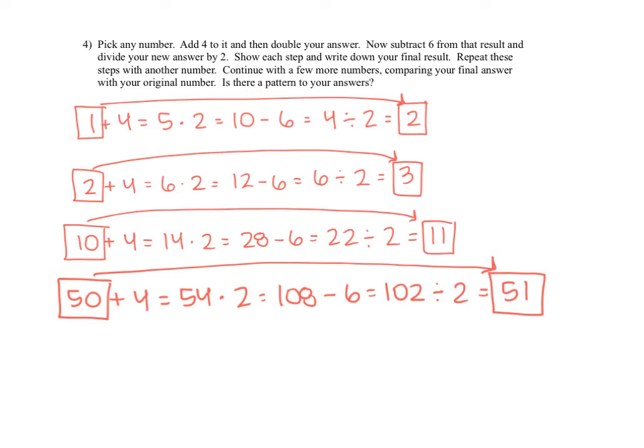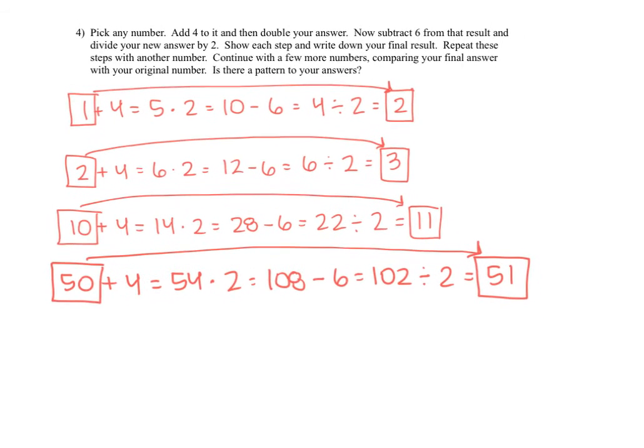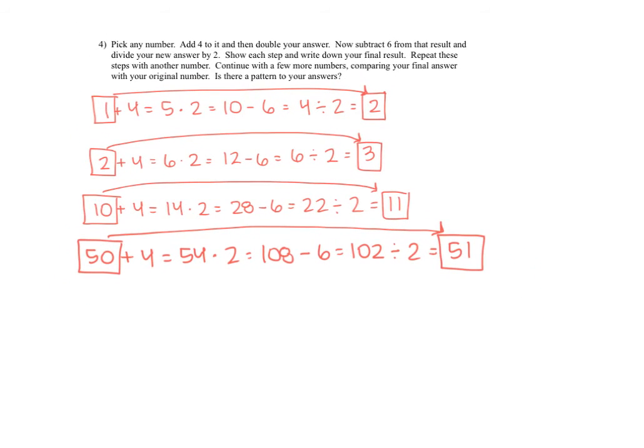Before I say if there's a pattern or not, I also want to make sure I try it with negative numbers. So if you didn't try it with a negative number, let's try that together now. I'm going to pick -5. It doesn't matter what you pick.